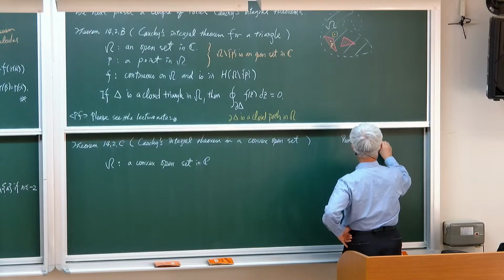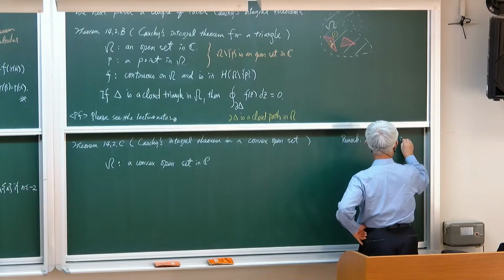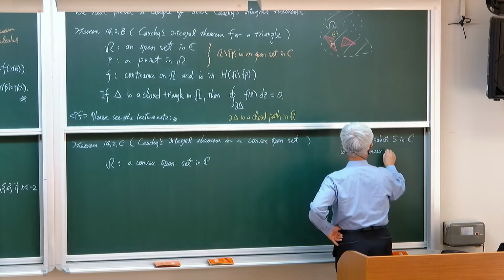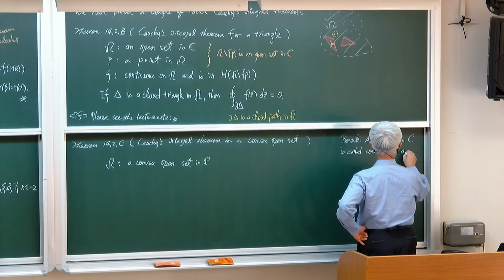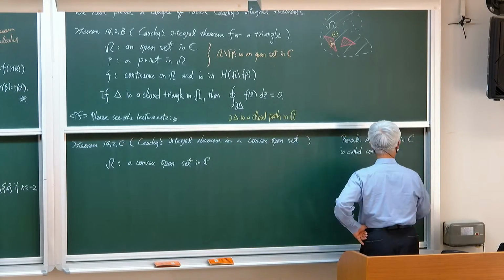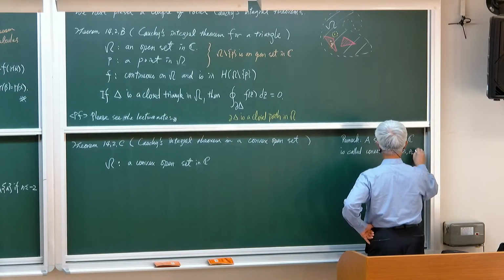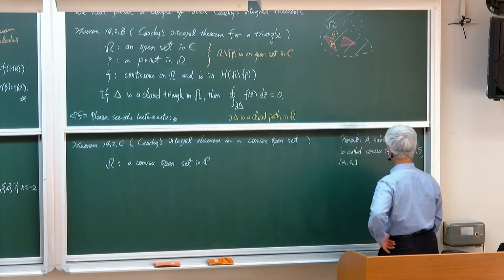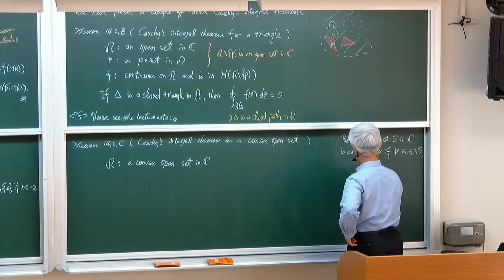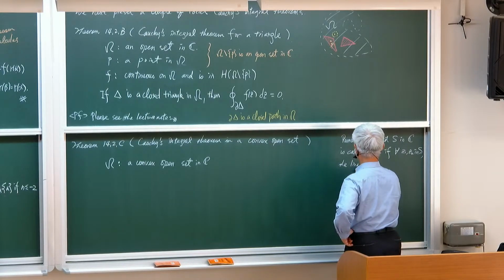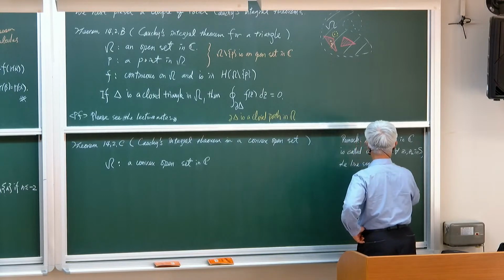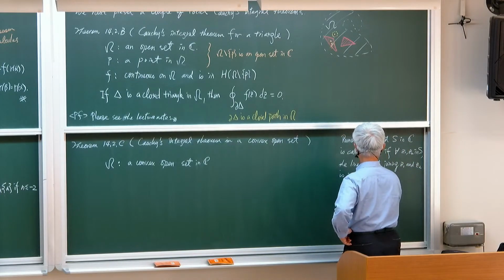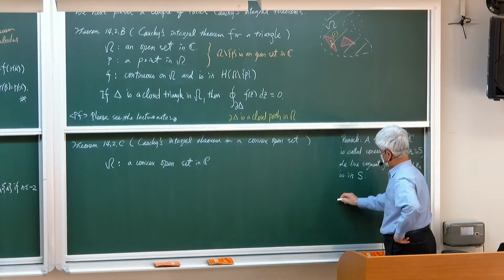So a subset S in C is called convex if for any Z1, Z2 in S, the interval, the line segment, joining Z1 and Z2 is in S.